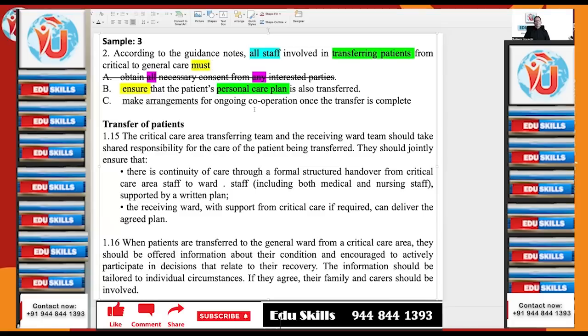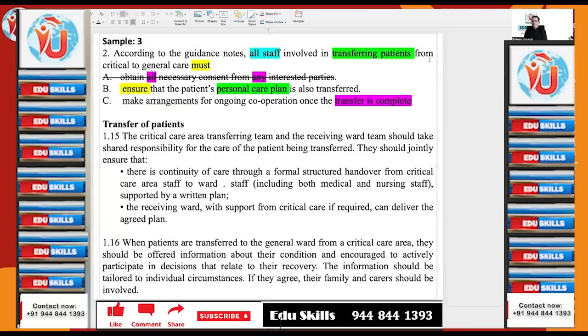The third one is ongoing cooperation. Ongoing cooperation when? Once the transfer is complete. This is speaking about something after the transfer. But what is the question? According to the guidance notes, all staff involved in transferring patients. Transferring patients is the present progressive. What's happening now? Yes. What you should do now?